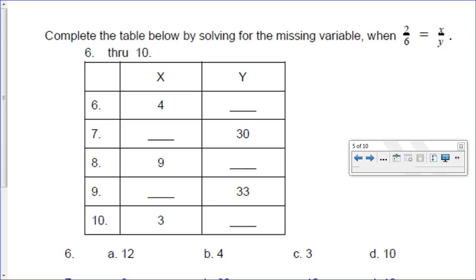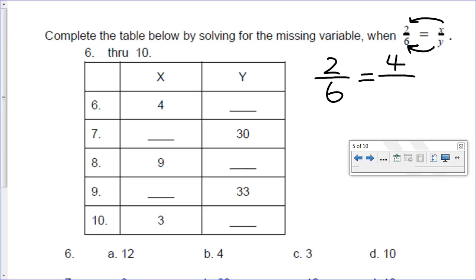Okay, so the way we would do 6 through 10 is they're giving you the x or the y. So we've got 2 over 6. If they give you the x, that means they're giving you the one that corresponds to 2, because the x corresponds to 2, the y corresponds to 6. So that's the one they're giving you. So in each one of these, like number 6, I'll do number 6 for you, and you can do the rest of them yourself.